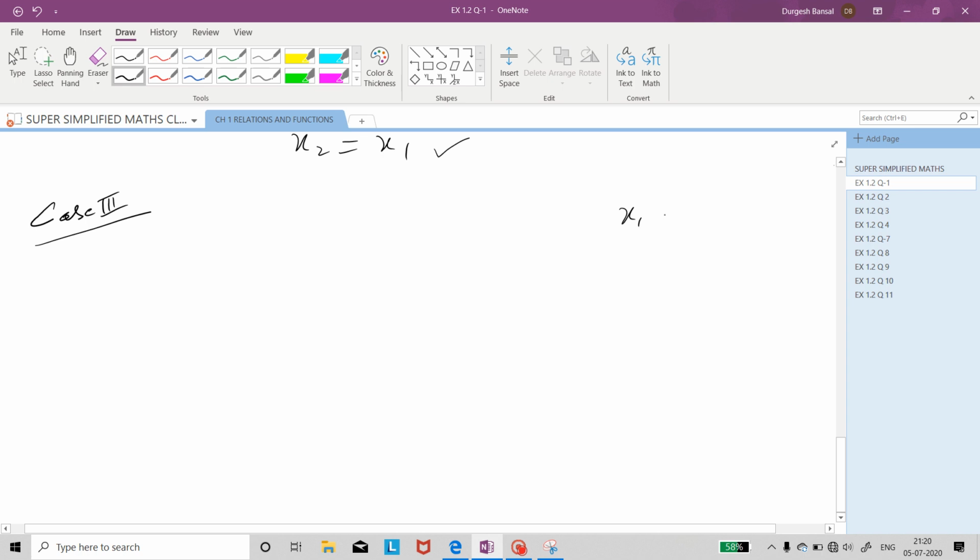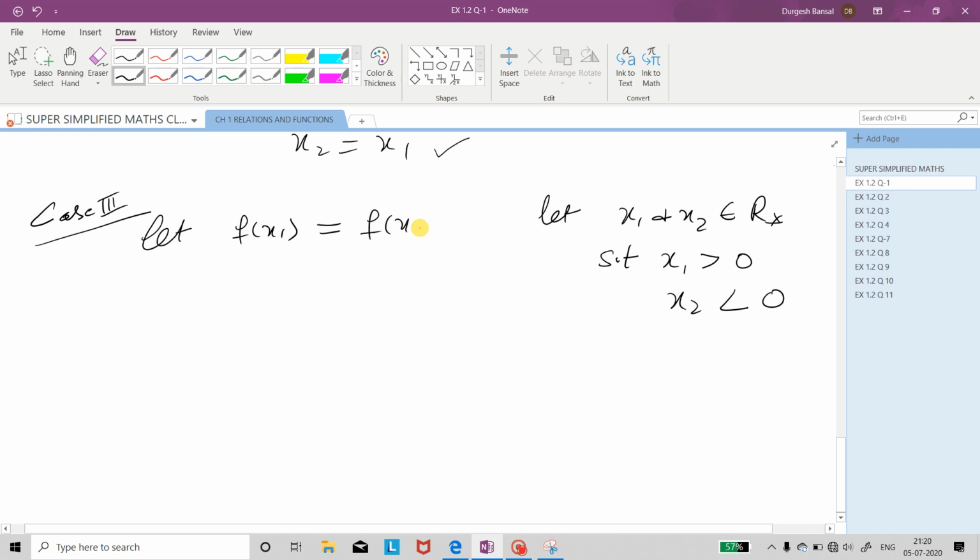Case 3: we are assuming x1 and x2 belong to R star such that x1 is greater than 0 and x2 is less than 0, and these numbers are such that their images f(x1) and f(x2) are the same. Okay, f(x1) is 1 by x1, f(x2) is 1 by x2. So one is negative and one is positive. So it doesn't matter. You cross multiply.